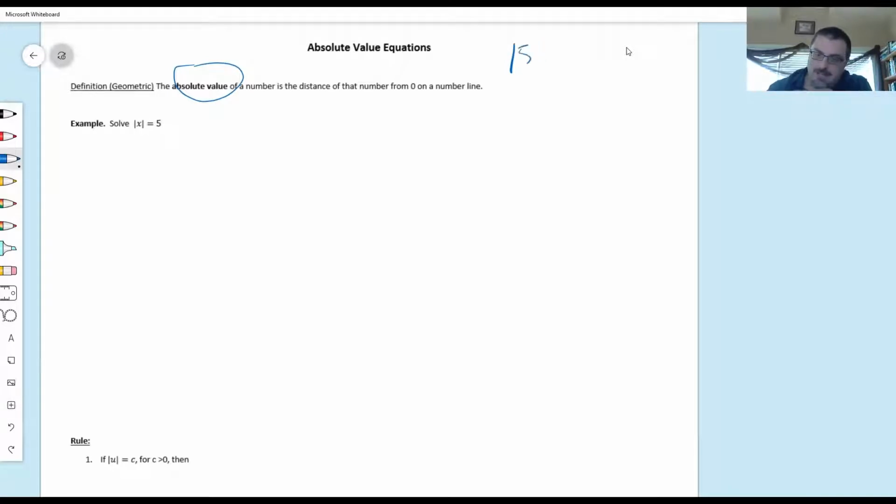let's try the absolute value of 5. If you look at that, 5, if this is 0, plus 5 is here, so the distance I've traveled is actually 5.